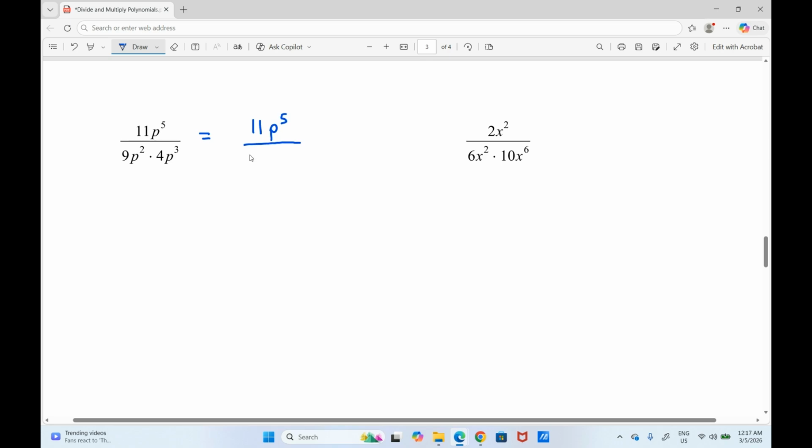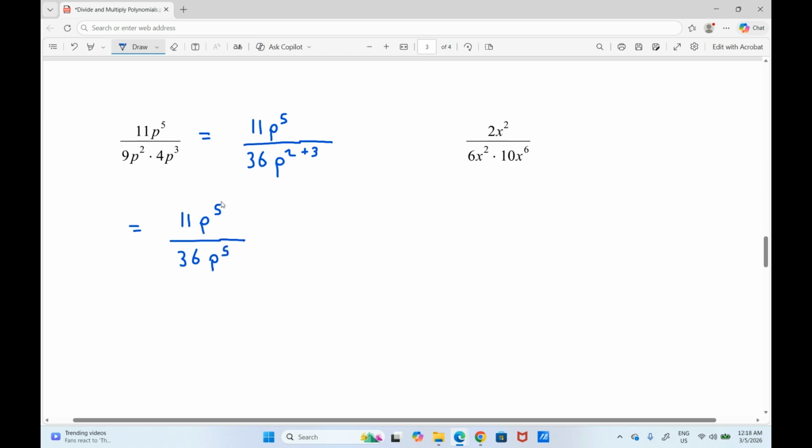9 times 4 is 36. So I'm going to have 36 here. P to the exponent of 2 times p to the exponent of 3 is going to be p to the exponent of 2 plus 3. Recall, if I have the same base and I multiply them, I can just add the exponents. So in this case, I'm going to have 11 p to the exponent of 5 divided by 36. And since 2 plus 3 is 5, I'm going to have 36 times p to the exponent of 5 as well.